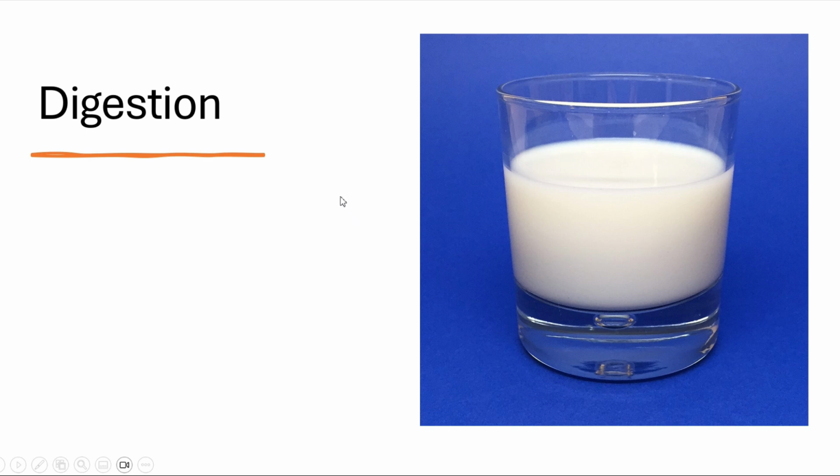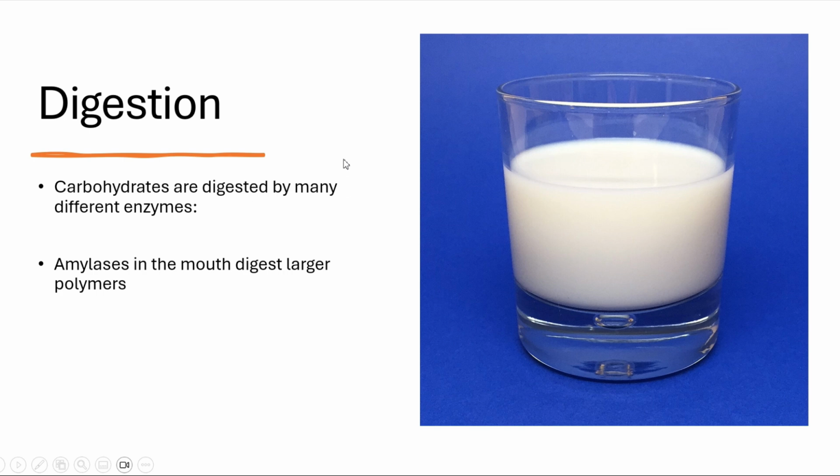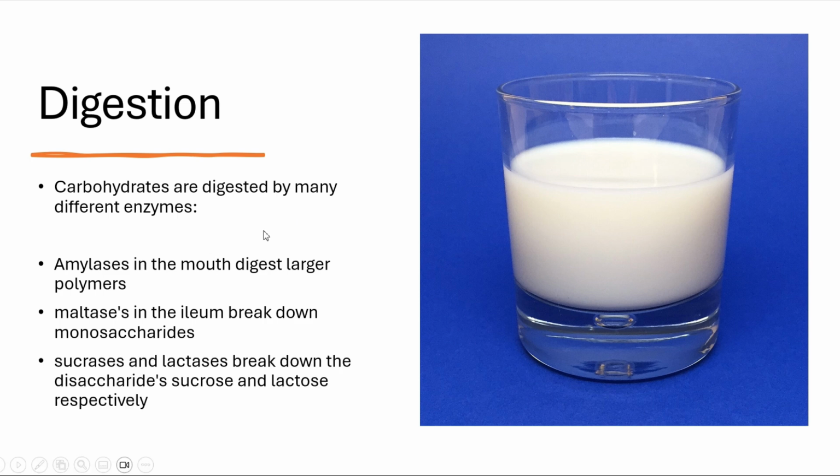Okay, cool. Digestion. So you've got a couple of situations with digestion. You've got carbohydrates, which are digested by many different enzymes. The first one you need to know about is amylases in the mouth. I'm using the plural term here because there are different types of amylases. They're in the mouth and they digest larger polymers. So you eat the bread, it's got the polysaccharide, and it's going to be digested by amylase straight away. That's why it gets sweet. Maltases in the ileum break down maltose into monosaccharides, and sucrases and lactases break down the disaccharides, sucrose and lactose, respectively.